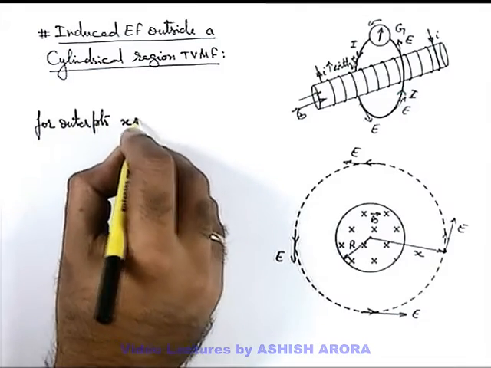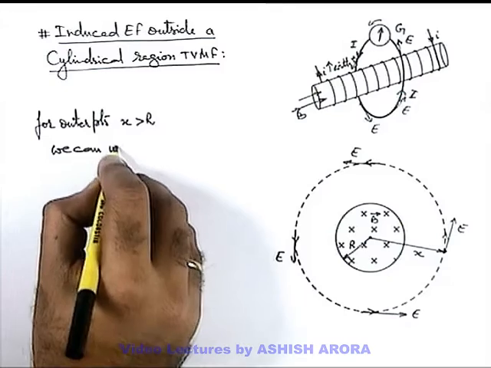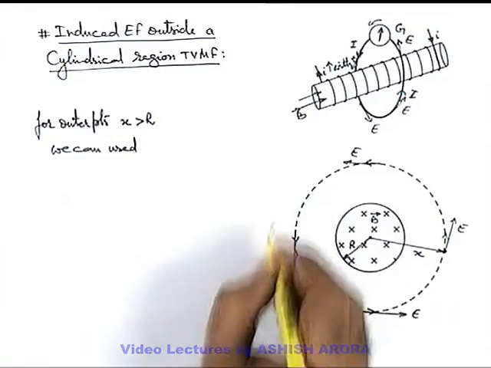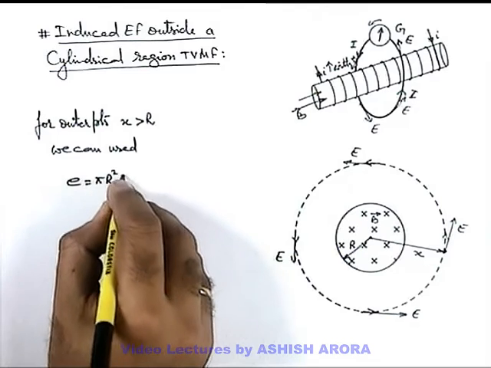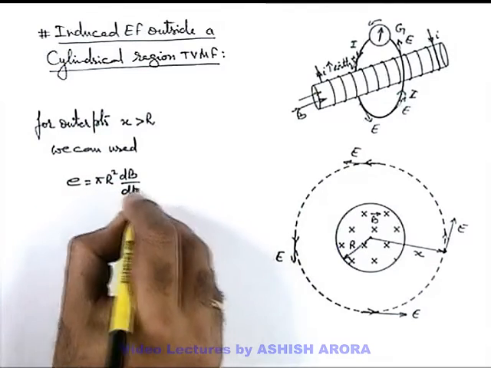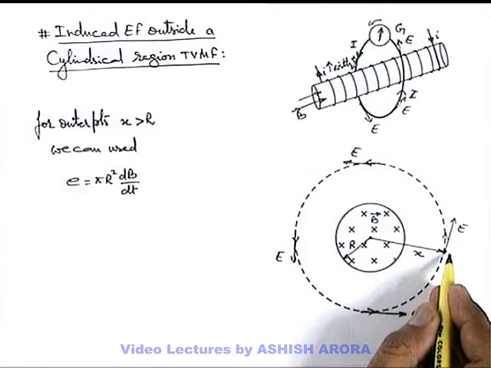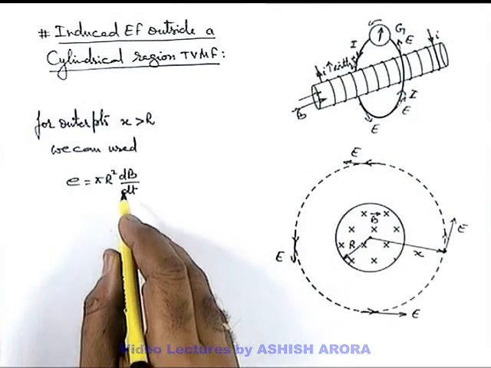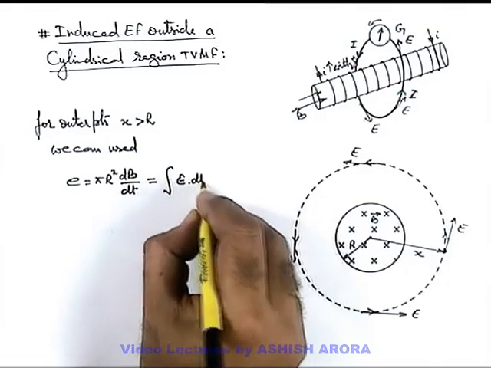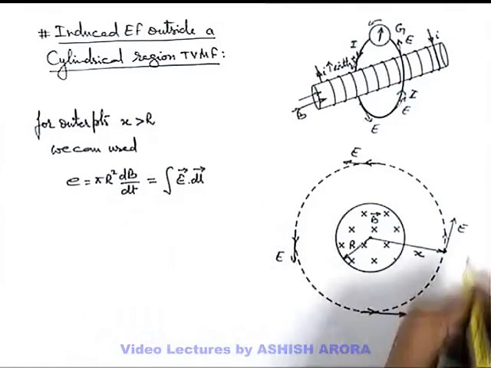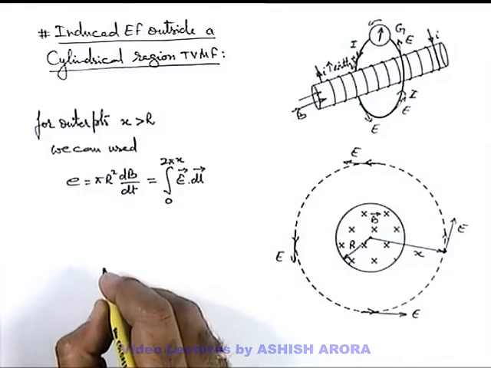Now in this situation we can directly state for outer points, that is for x greater than r, we can use the total EMF induced by Faraday's law. It is given as pi r square dB by dt, and it will always remain constant no matter how large the path is, because no matter how far you move away from the center, the total flux will remain the same, and it must equal the integration of E dot dl for the closed path outside the field. So it will be integrated from 0 to 2 pi x.